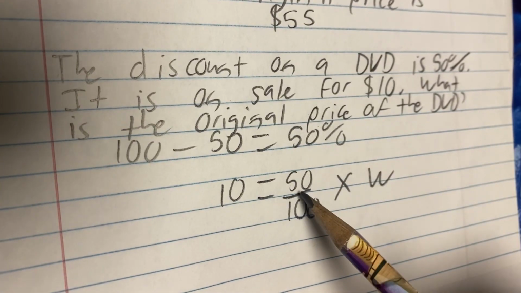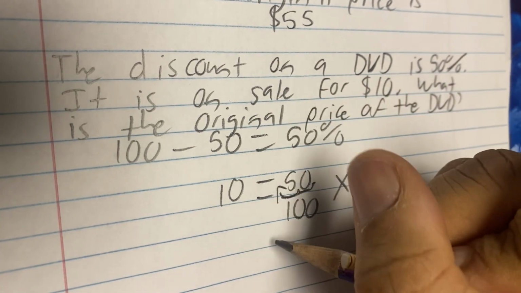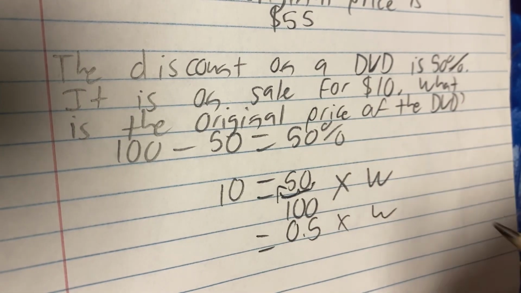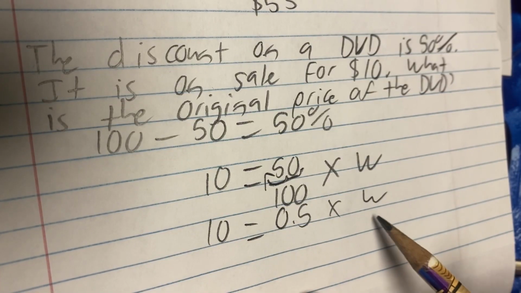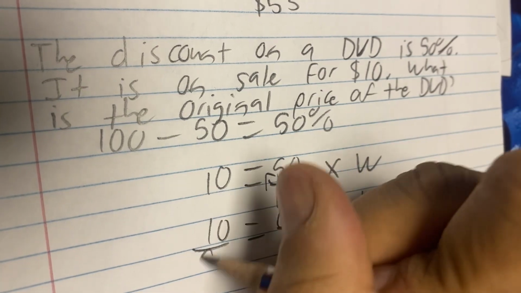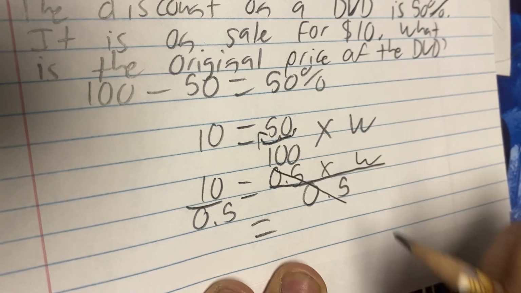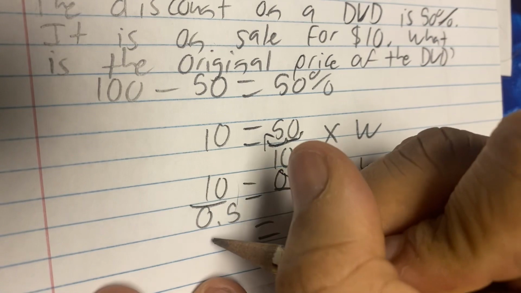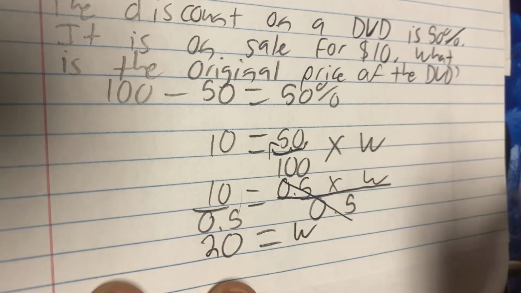So, of course, when you divide 50 by 100, you're just moving the decimal point 2 places towards the left. So that's just going to be 0.5, and then you're going to multiply that by W, and then you're going to bring down the 10. So, just like how we did before, we want to find out what W is. So we're going to divide both sides by 0.5, and then these are going to cancel each other out. Then I'm going to use the calculator to find out what's 10 divided by 0.5. And that answer is going to be 20. So the whole is going to be 20.